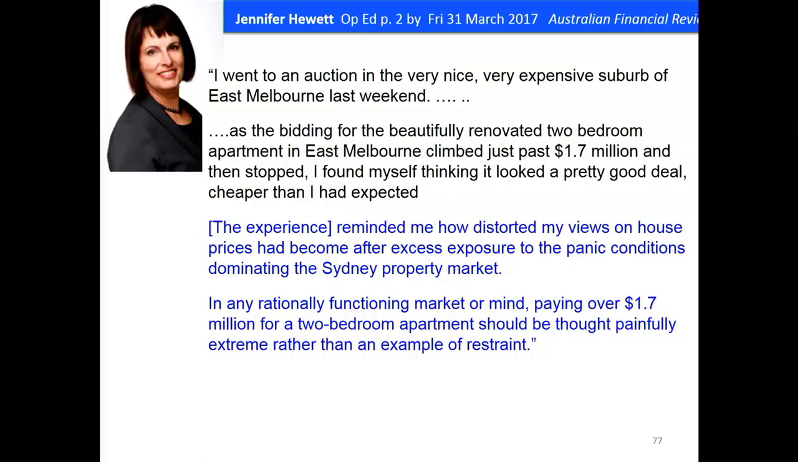And then she says, actually, what am I thinking? This shows how crazy I am, how distorted my views are after excess exposure to panic conditions dominating the Sydney property market. In any rationally functioning market or mind, paying over 1.7 million for a 2-bedroom apartment should be thought painfully extreme rather than an example of restraint.